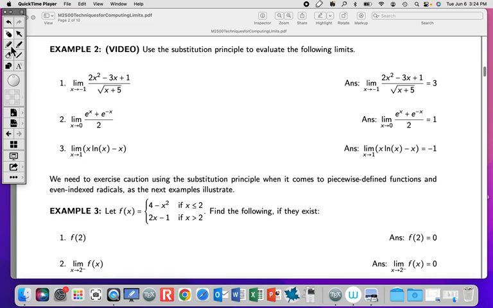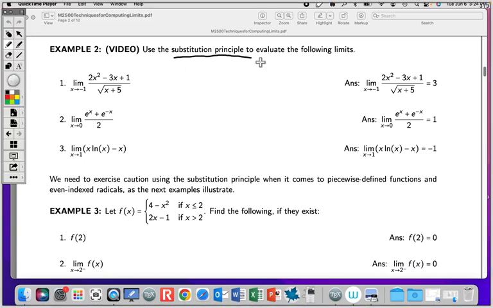Remember to use the substitution principle to evaluate the following limits. So once again, the idea behind the substitution principle is thanks to all the basic limit properties and the limit laws. Unless you're trying to divide by zero, or you're sneaking up on one side of a piecewise defined function, you can get away with evaluating the limit by plugging in the limit value.